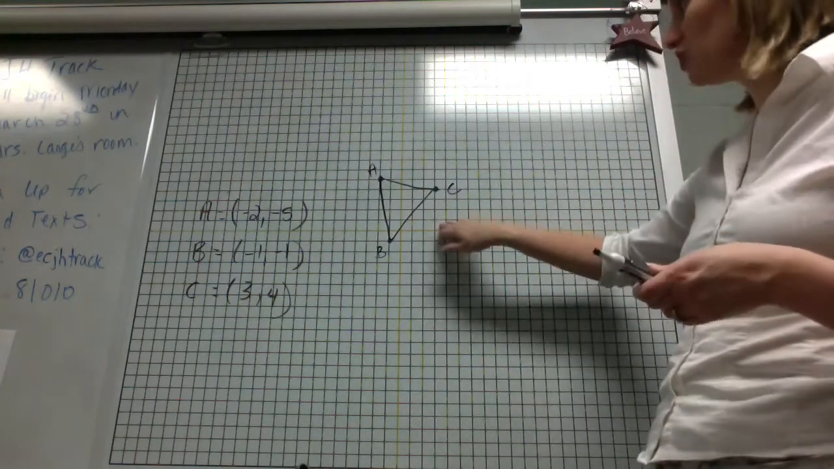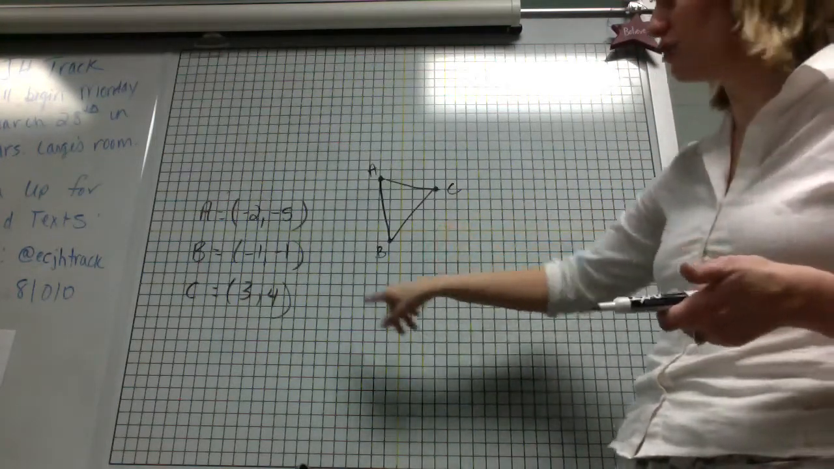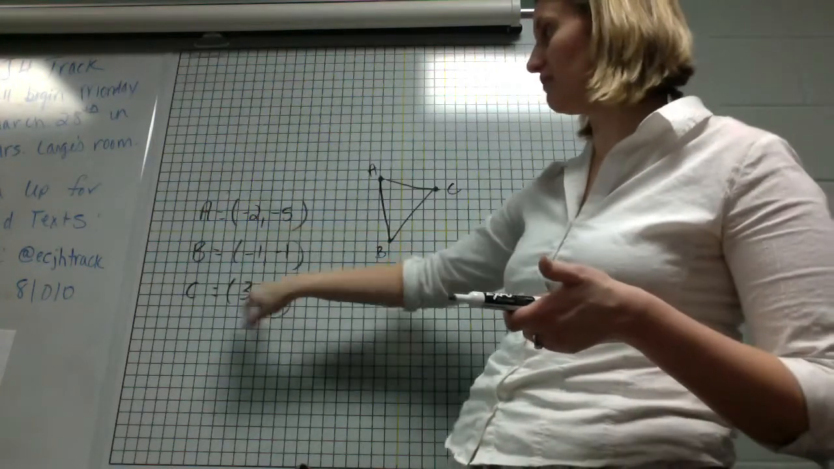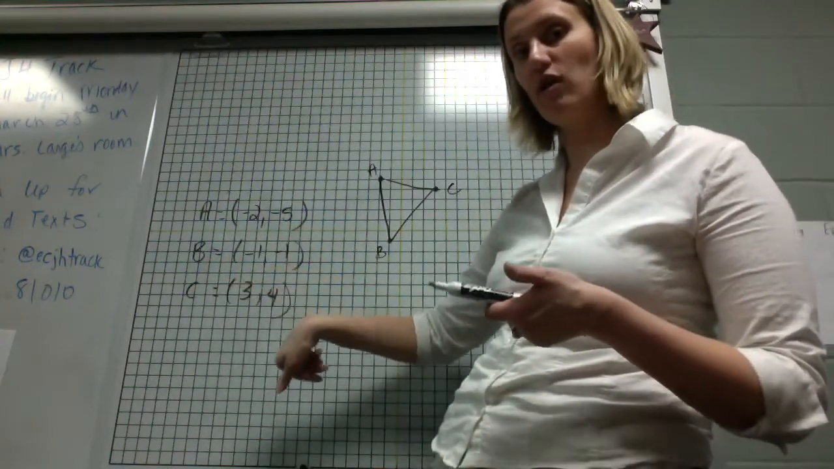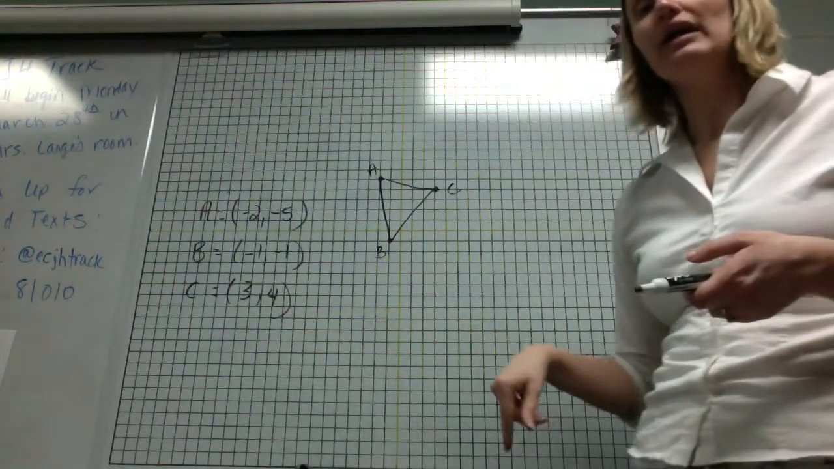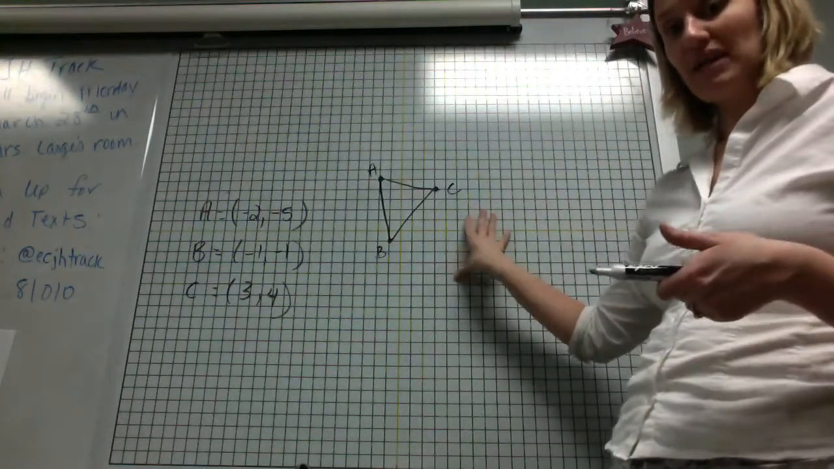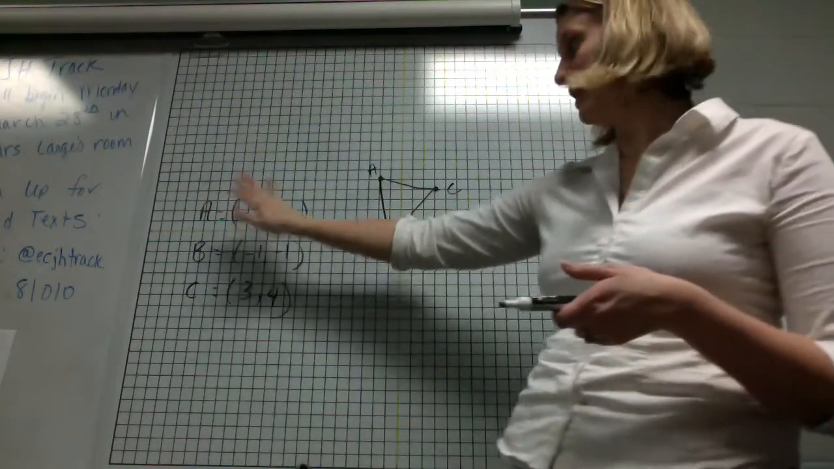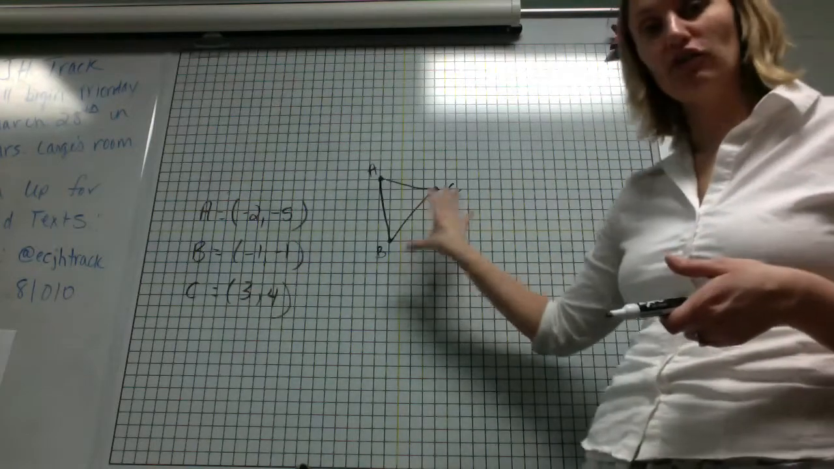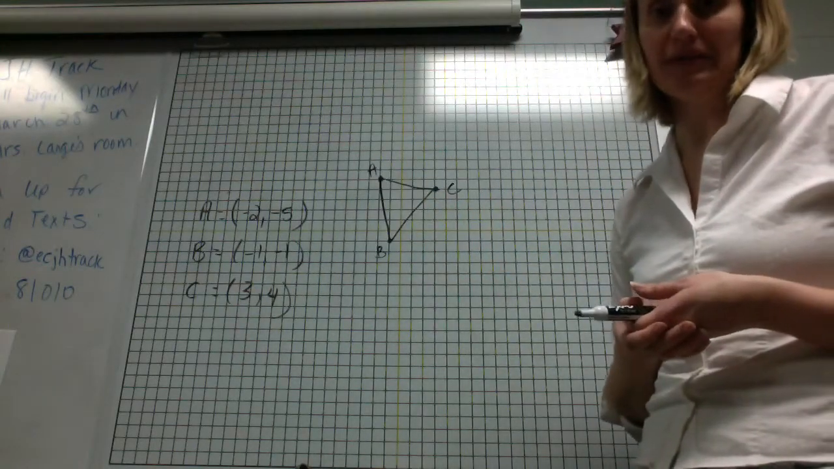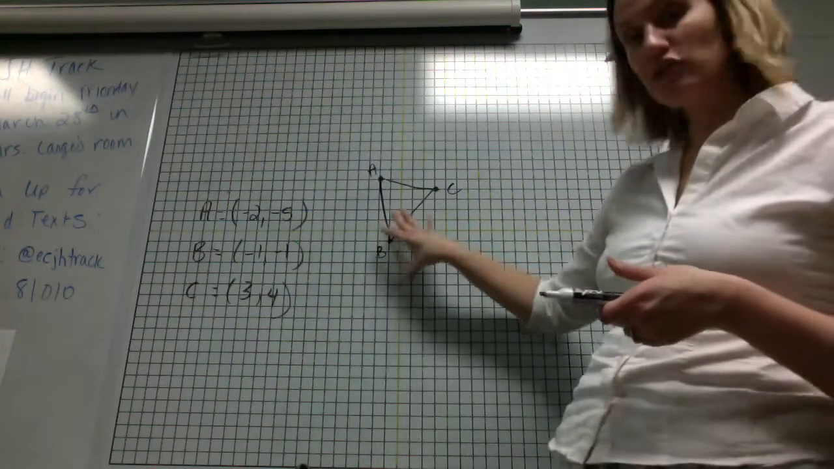So what I have here is a triangle that I've plotted on here. Here are the coordinate points. A is -2, -5. B is -1, -1. And C is 3, 4. In your work tonight, you might already be given the graph figure, or you may be given the coordinate points that you first have to graph before you can perform any type of translation. So here it is graphed.